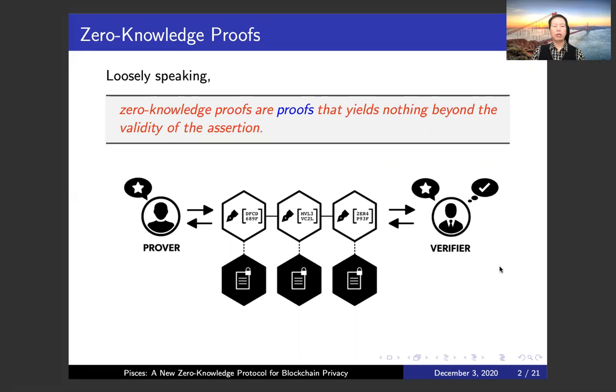So the prover can construct a proof and send the proof to the verifier. After several rounds of interactions, the verifier outputs accept or reject. Zero knowledge means that during the interactions, the verifier cannot learn anything about the secret information.